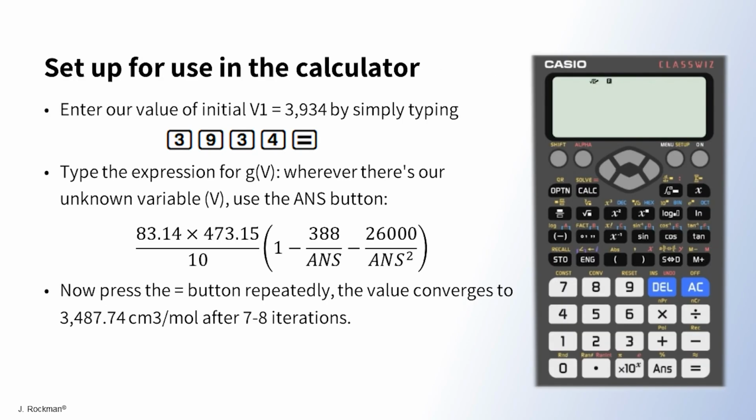Now set up the problem to solve with your calculator. We're going to use the ANS answer button function in the calculator. ANS holds the last calculated value performed by the calculator. Simply type the initial value of 3,934 for V, then press the equals button to have ANS equals 3,934. So that's what I'm going to do now.